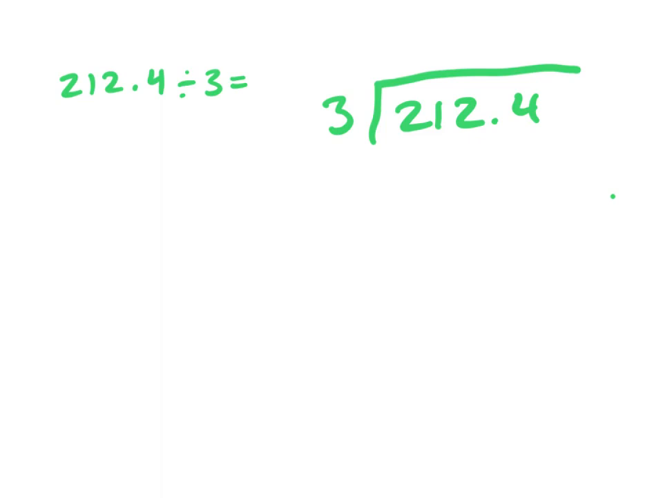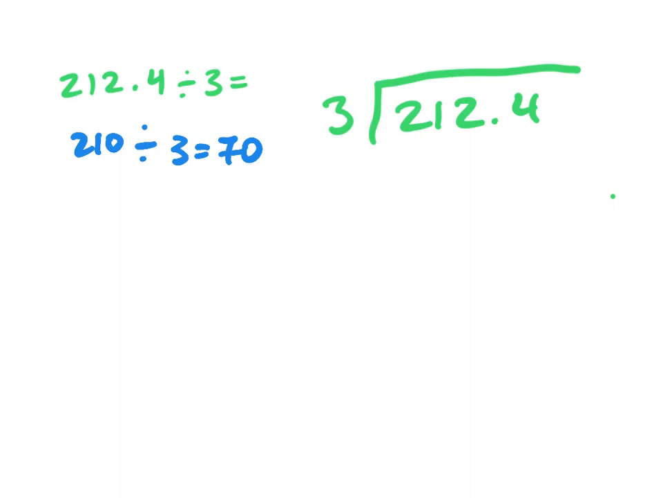Come up with an estimate and then solve. All right, for my estimate, I would probably think about this as 210 divided by 3 because I know that 21 divided by 3 is 7, plus that extra 0 is a 70, so somewhere in the 70 range.